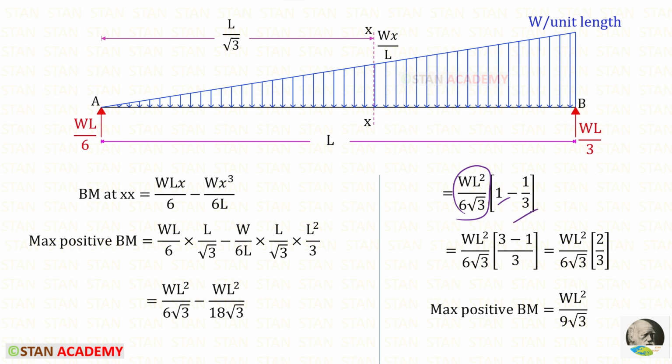And for these two terms, we can take LCM. We can eliminate 2. Here it will be 3. 3 into 3, it will be 9. So this is the expression for the maximum positive bending moment.